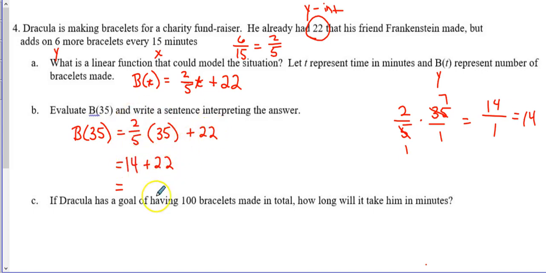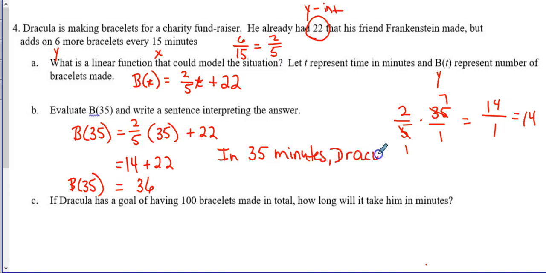And then I bring down my 22. So B of 35, in other words, 35 minutes, how many bracelets can he make? Well, he already had 22, and then he can make 14 more. So that is 36 bracelets. So in 35 minutes, and it asks me to write a sentence. So let's write a sentence. In 35 minutes, Dracula will make 36 bracelets.